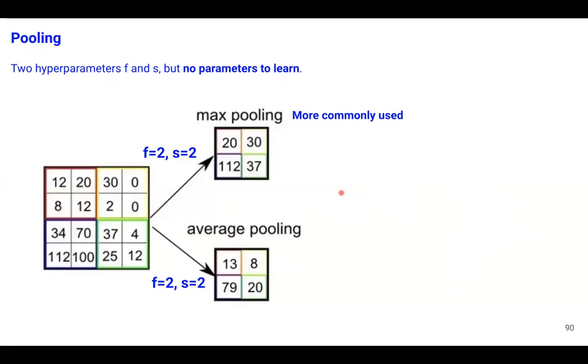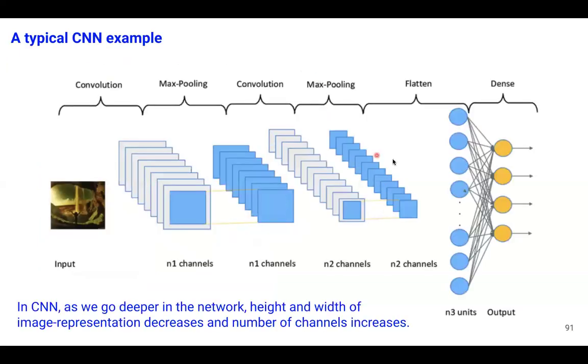And also, does it remain constant up to the flattening? No, not necessarily. You can choose different filter sizes at different stages, at different depths of your network.